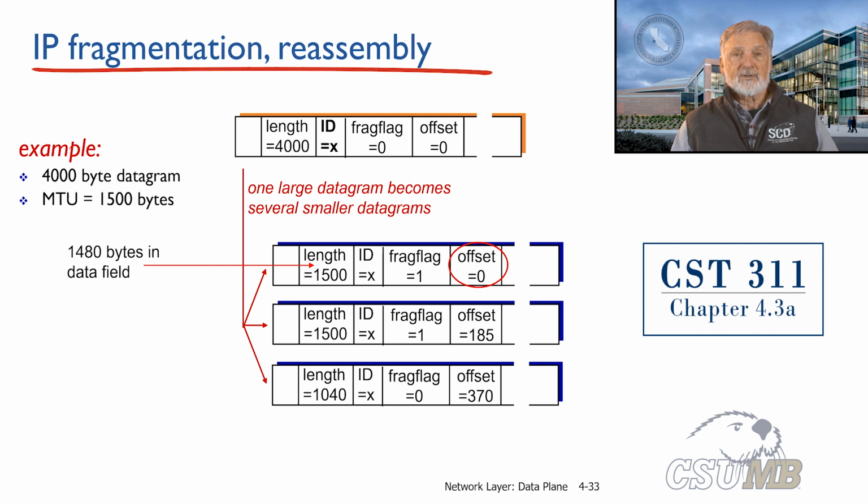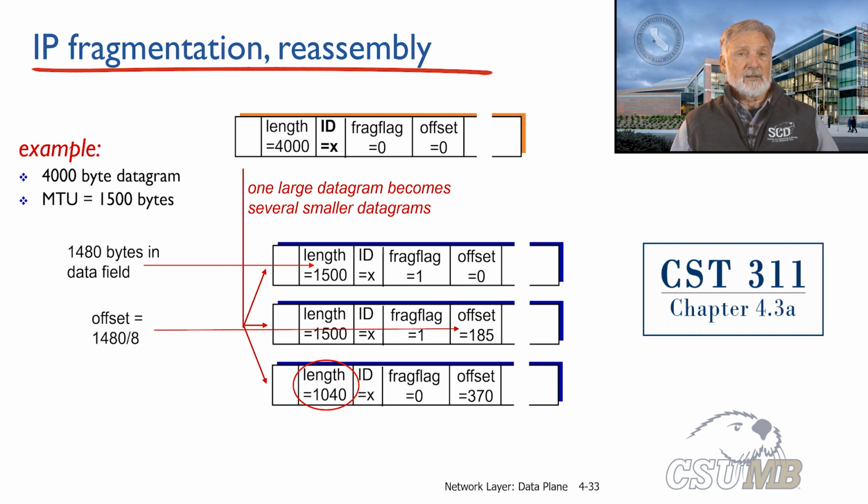The second fragment is also 1,500 bytes long, with the frag flag also set to 1. Now the fragment offset value is the size of the data portion of the preceding fragment in multiples of 8 bytes. In this case, the data portion of the second fragment starts 1,480 bytes into the original IP datagram. So you get 1,480 divided by 8 equals 185.